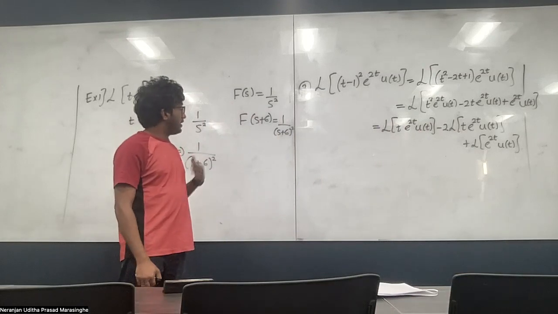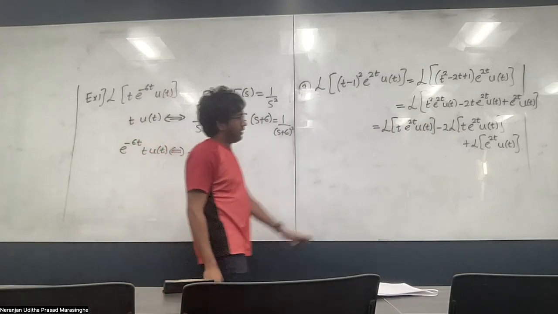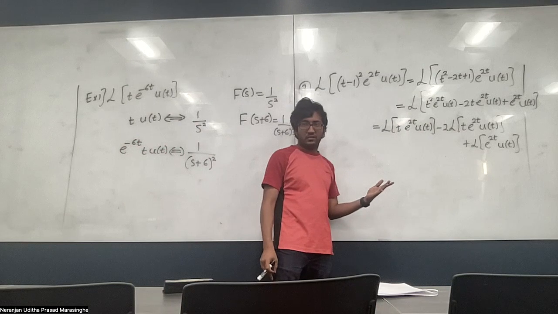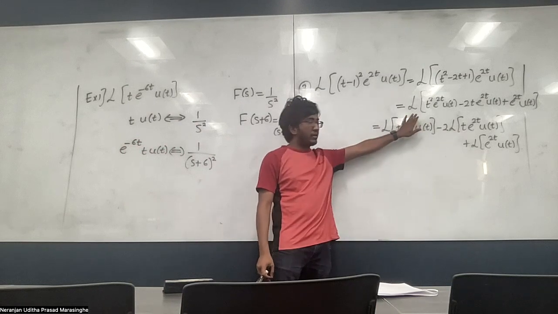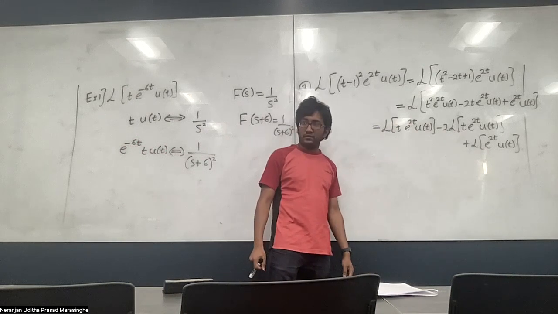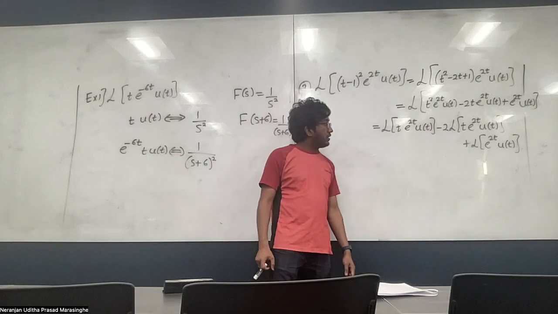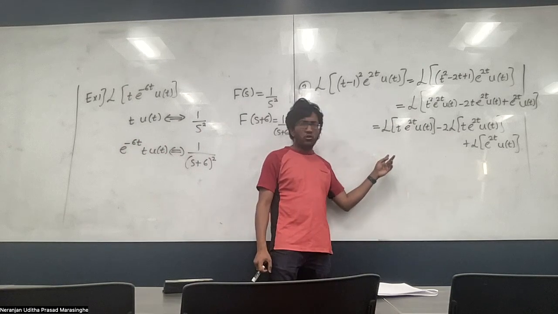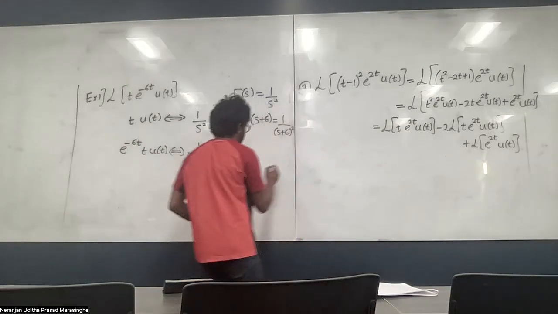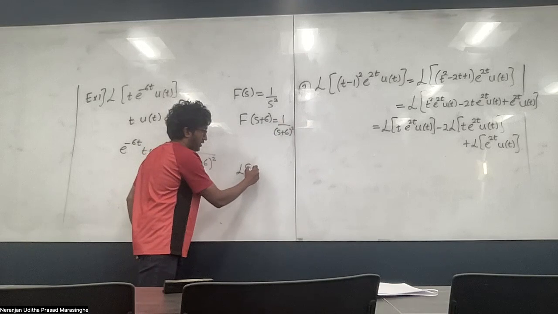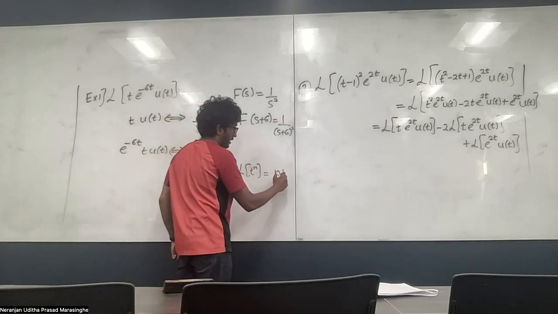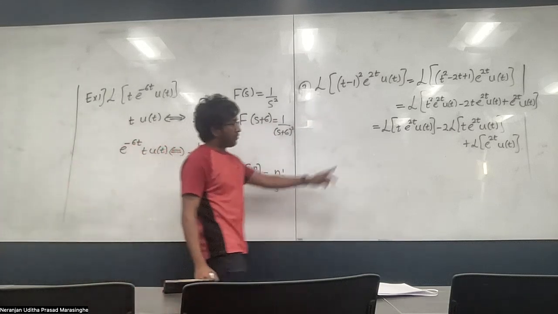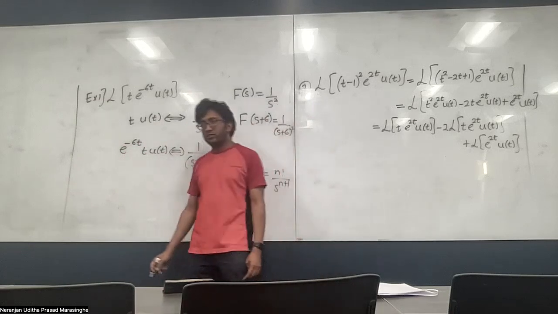Right. Then we have to do the same thing, right? What is the Laplace transform of t square times e to the 2t? Okay, forget about e to the 2t. For t square, it is 2 over s cube. Because the Laplace transform of t to the n is factorial n divided by s to the power n plus 1. So the Laplace transform of t square is 2 divided by s to the power 3.